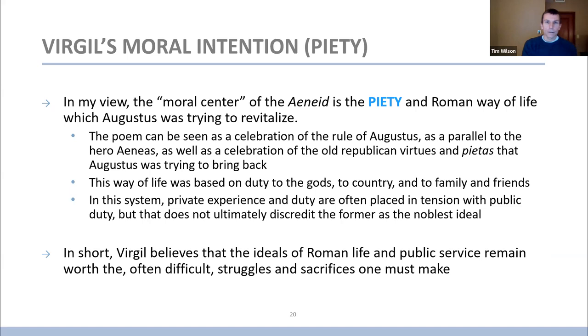I think Virgil believed that they needed to recenter Roman life on their duty to the gods, duty to country, duty to family and friends, which had been kind of torn apart by the civil war. And in this system, as we see in the Aeneid, that system of duty puts tension between individual private experience and the duty that they must perform in public. But that doesn't discredit the fact that that duty is there and is a noble ideal.